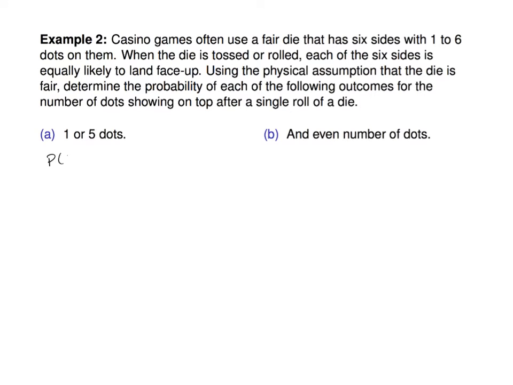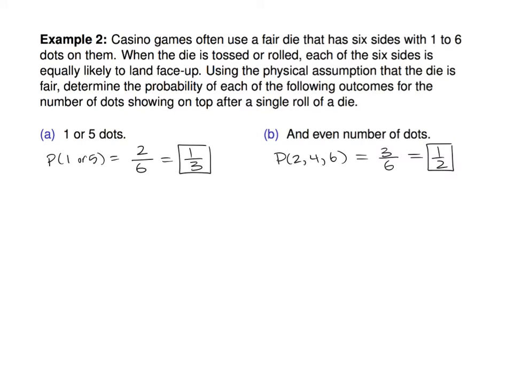Well, the probability of a 1 or a 5, that's 2 different possibilities out of 6 total, which reduces to a third. Well, an even number of dots, that means you get a 2, a 4, or a 6. And that's 3 out of the 6 options, or probability 1/2. So over the long run, you'll see an even number half of the time.